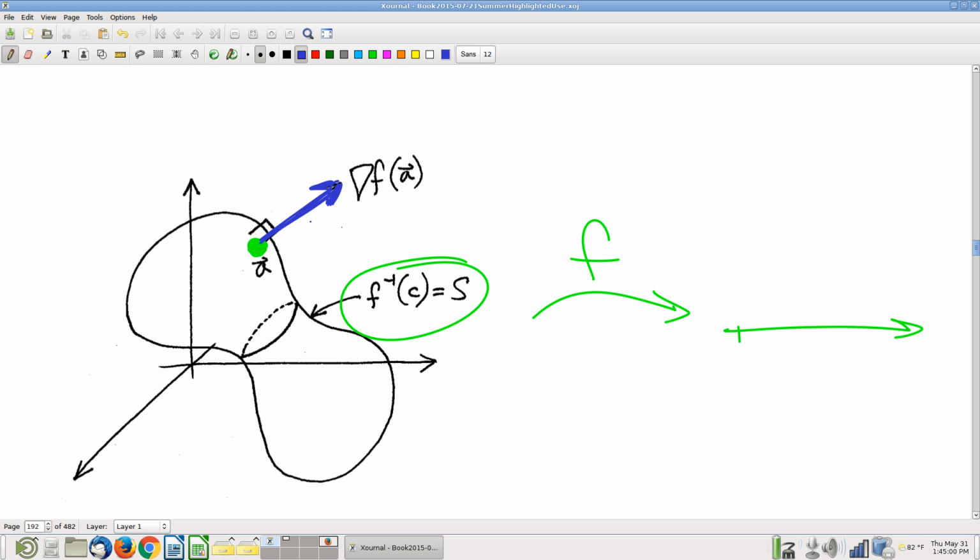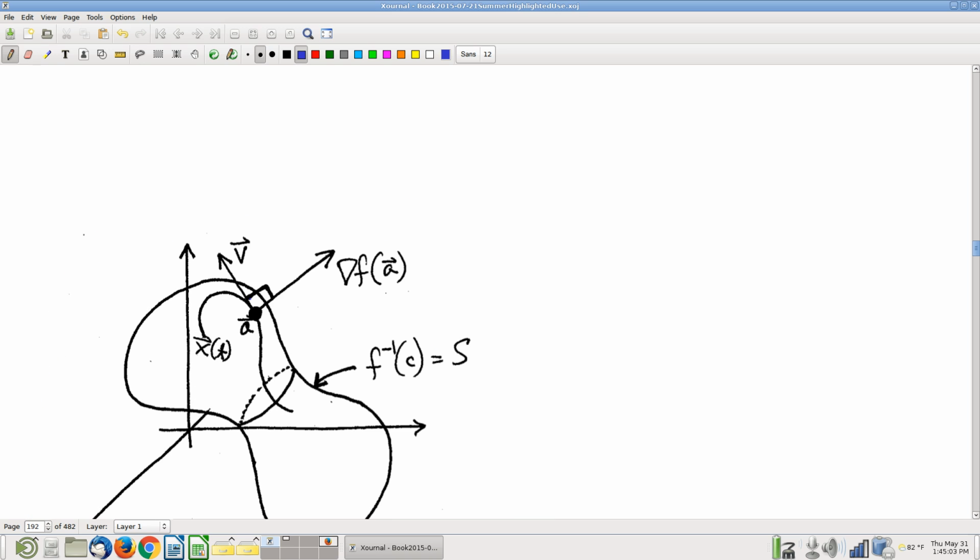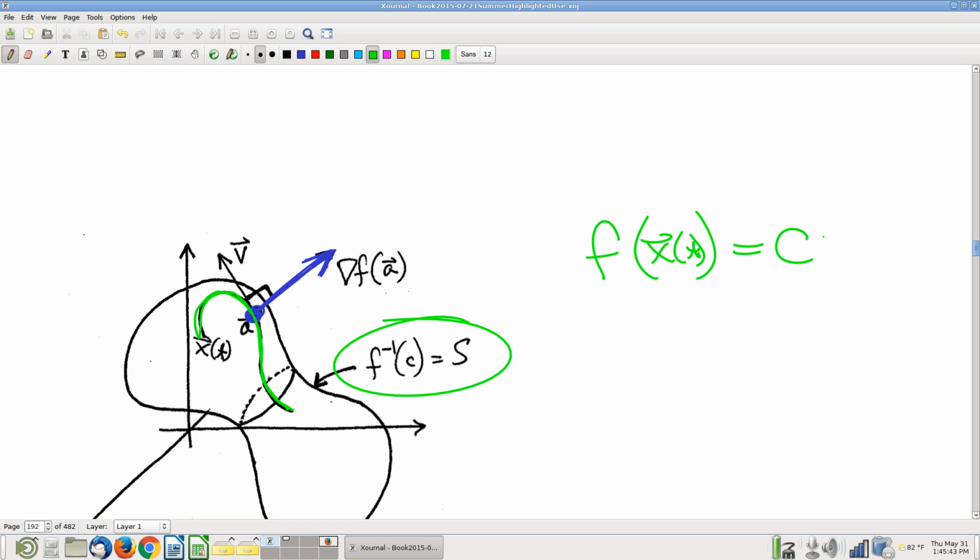The way we're going to get our hands on that is to think about the process of walking or moving along that surface. Imagine you're a little ant or whatever, walking along this surface, and maybe you walk to that point, at which time you have a certain velocity. Well, as long as you're walking along the surface, the value of the function is not changing. F of your position is c. It is constant. You're on a level set.